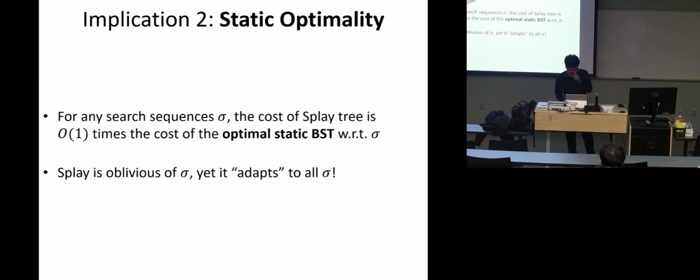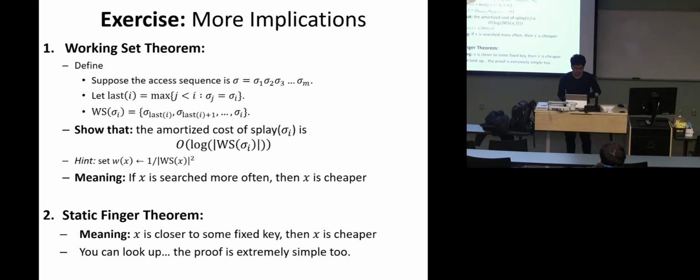Okay, so I just repeat again. For any search sequence, the cost of Splay is just a constant times the cost of the optimal static binary search tree. And you see, this algorithm is oblivious to the sequence. It doesn't even know the sequence ahead of time, and yet it adapts to it. Super cool. There are many more stronger implications. I will let you look them up and see for yourself.